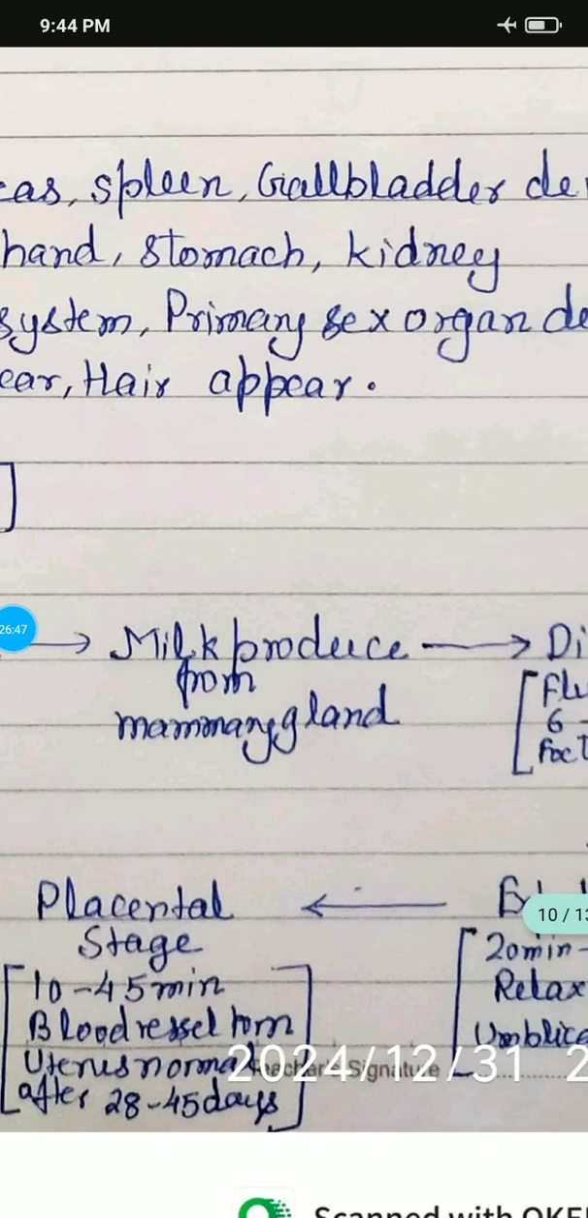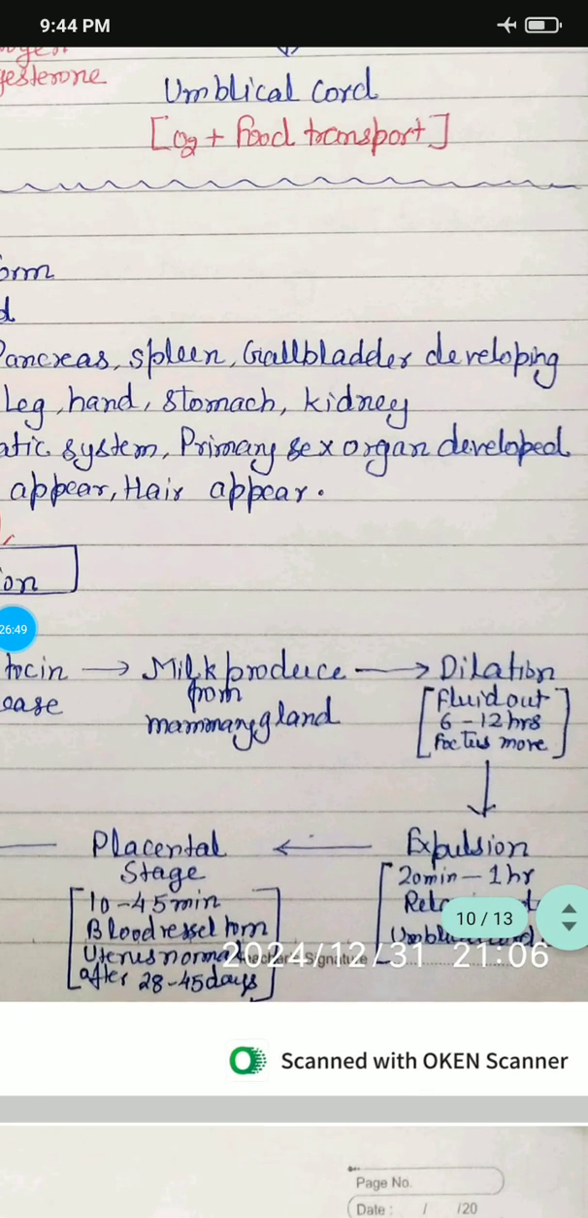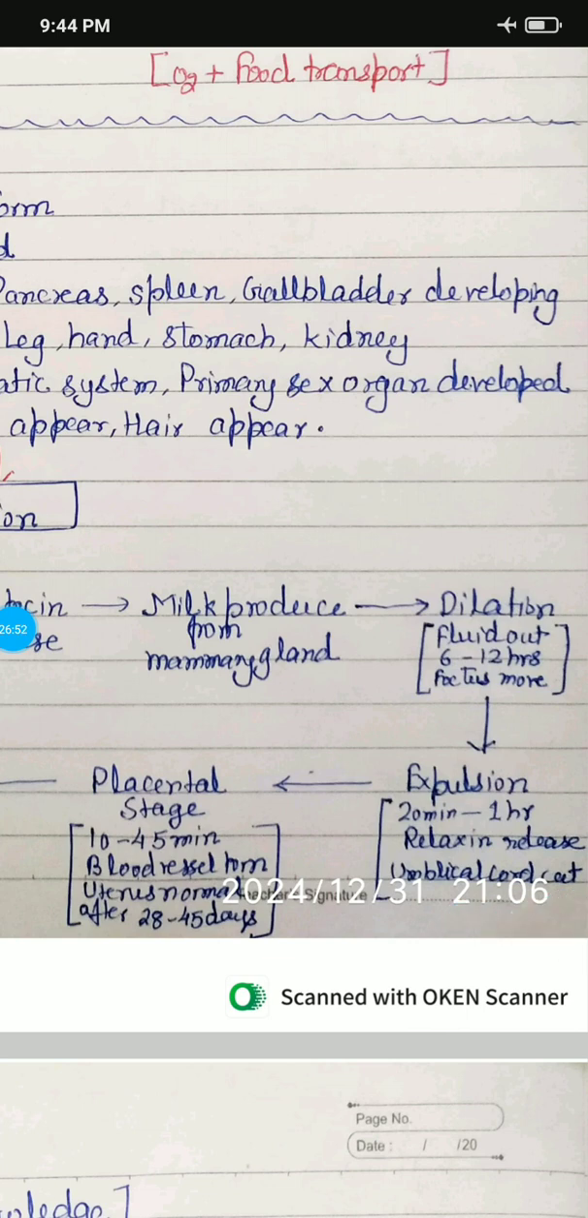Milk production happens in the mammary glands. Dilation. The first process is dilation. Fluid comes out, the amniotic fluid. In 6 to 12 hours the fetus moves. Fetus movement occurs, meaning the fetus is moving down.